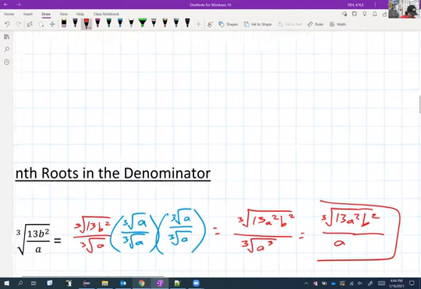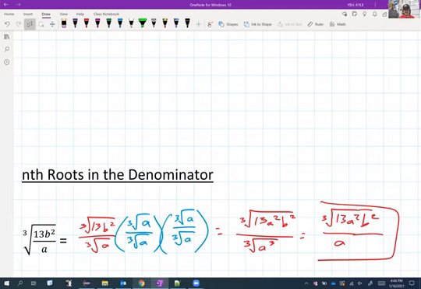But the big takeaway here is the fact that we can't just multiply by 1 cube root of a on top and bottom, because we're looking for groups of 3 because it was a cube root. We had to do it twice. Now we have 3 total. Now we got rid of that radical on bottom.